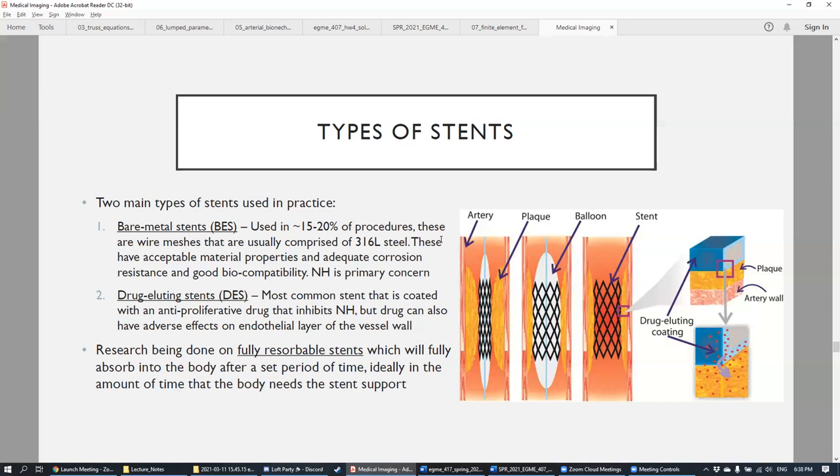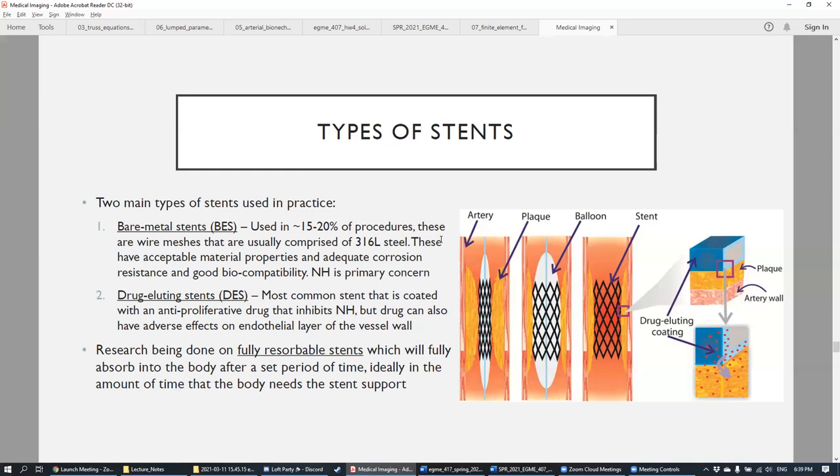But with the bare metal stent, the primary concern is neo-intimal hyperplasia. The concern is that you expand this so quickly that you injure the vessel wall. But that's not that common nowadays. Bare metal stents are only used in maybe 15-20% of procedures.